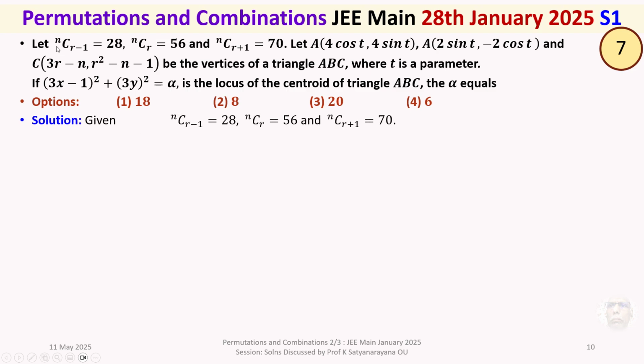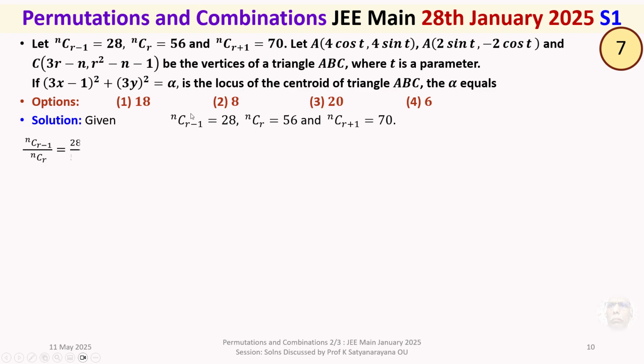You are given nC(r-1) = 28, nCr = 56, nC(r+1) = 70. From these 3, find the values of n and r. Once you get n and r, the coordinates of C can be known. Then you can find out the centroid, and the locus can be found out very easily.